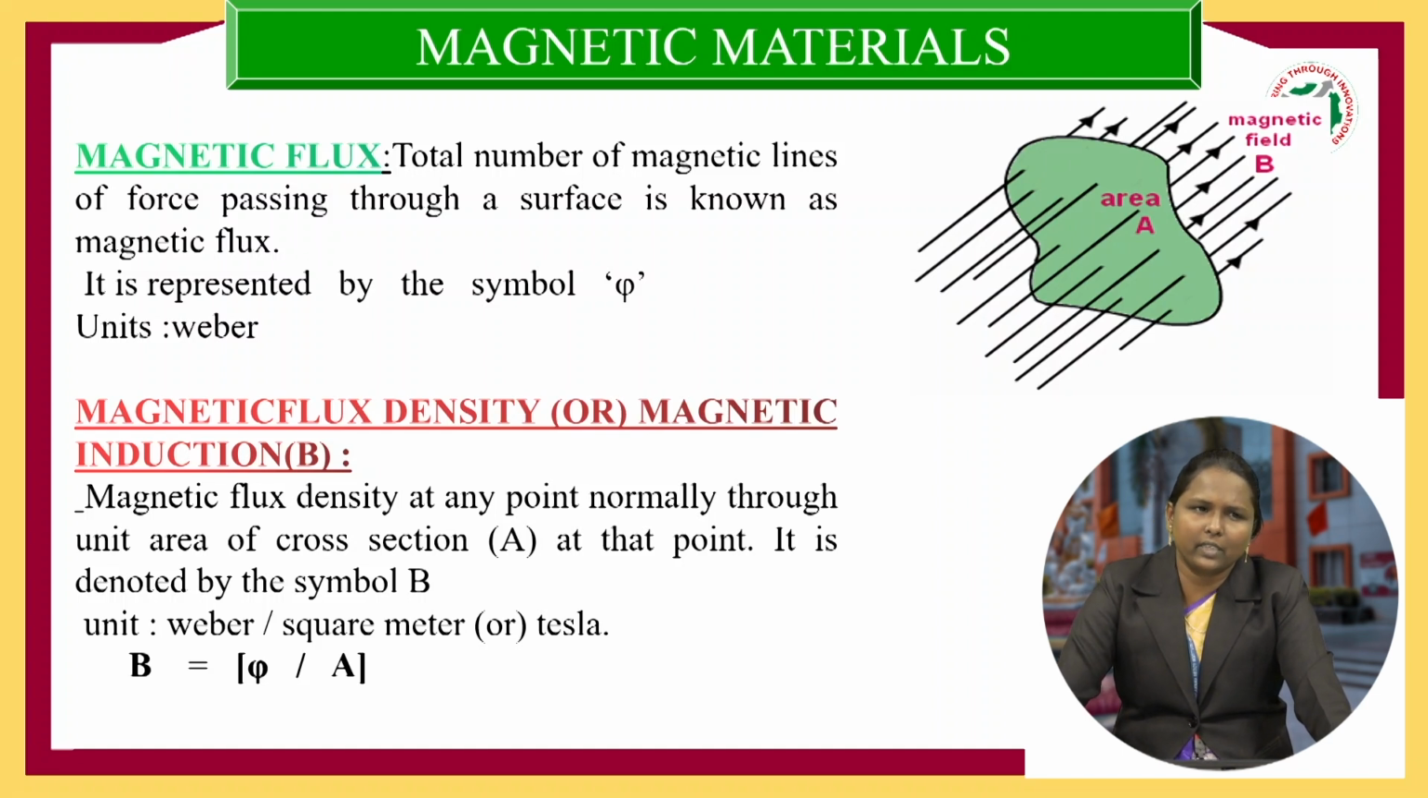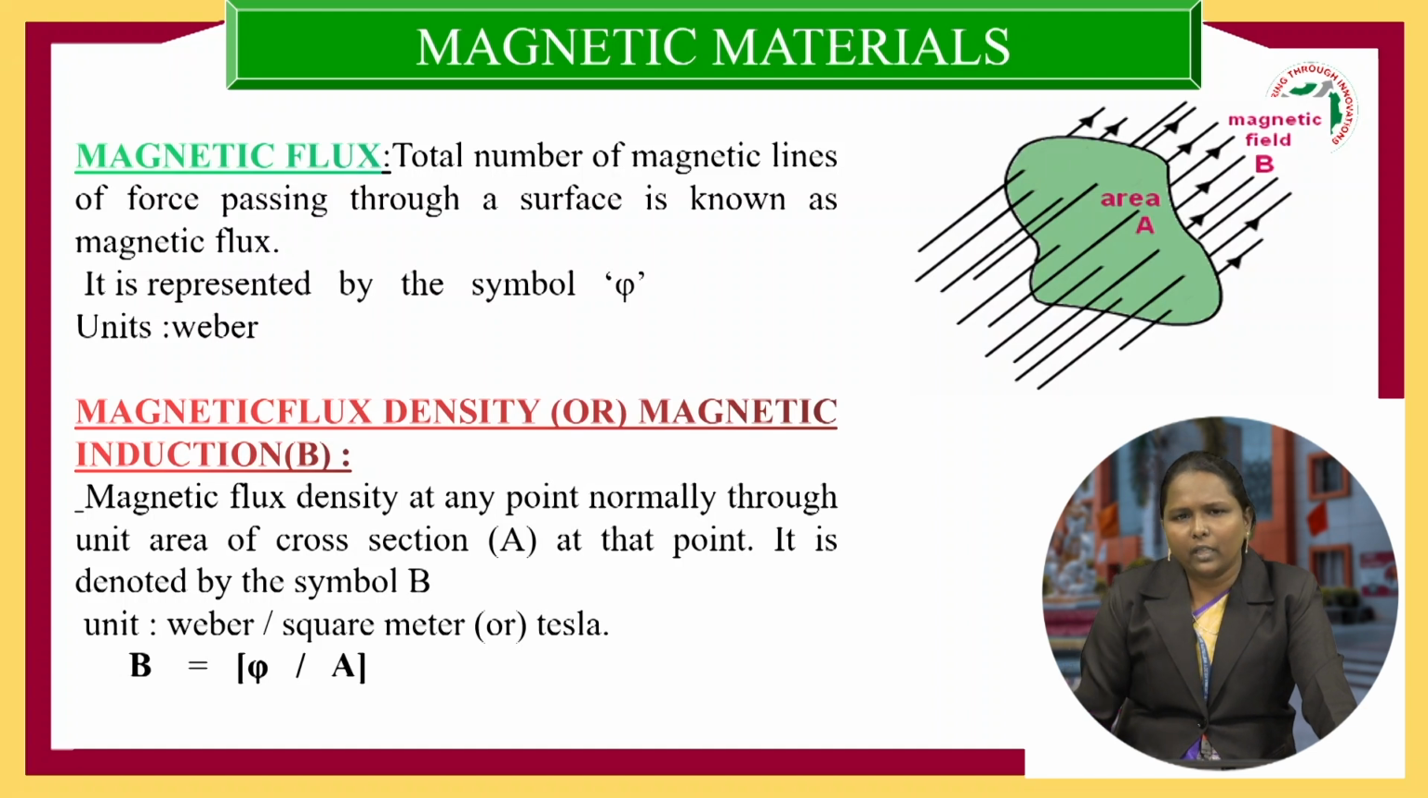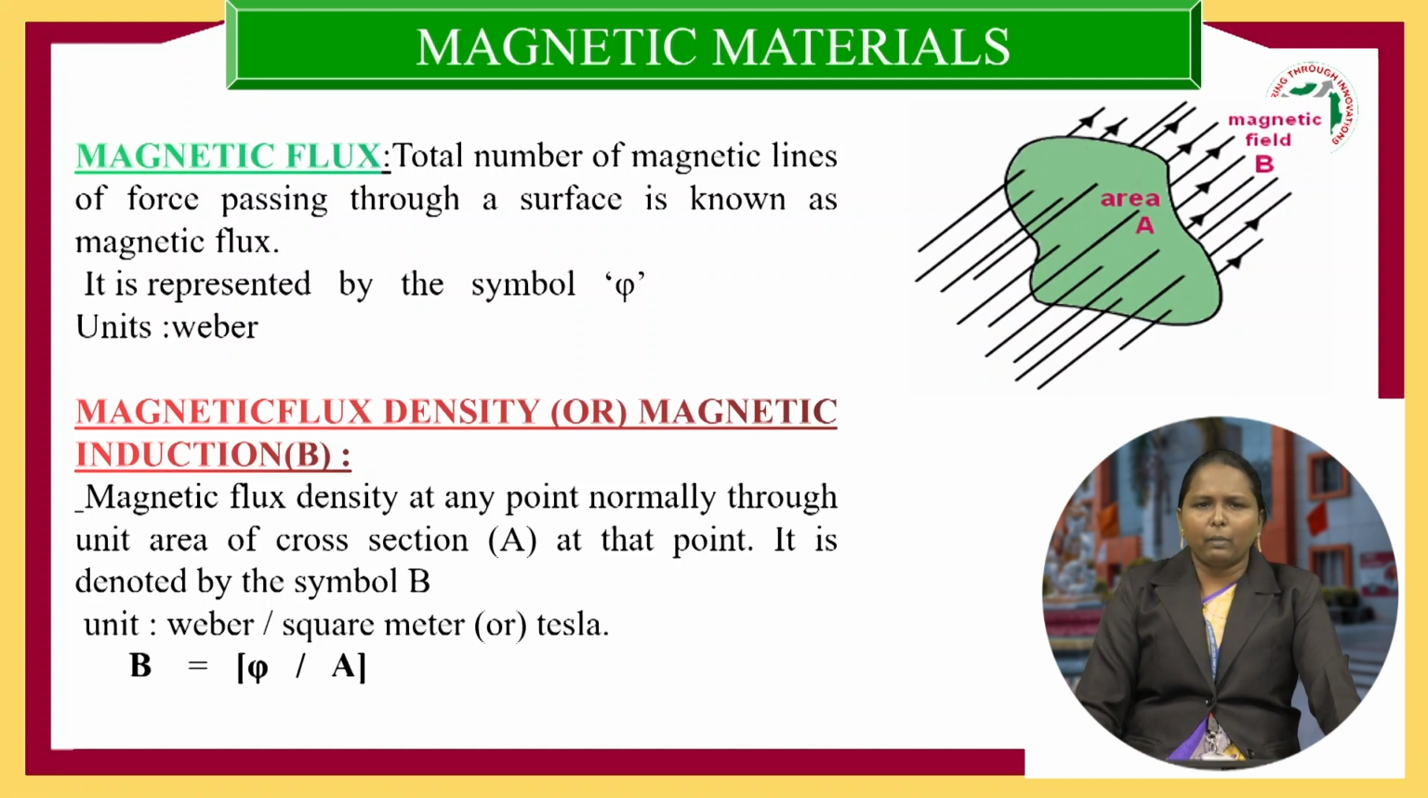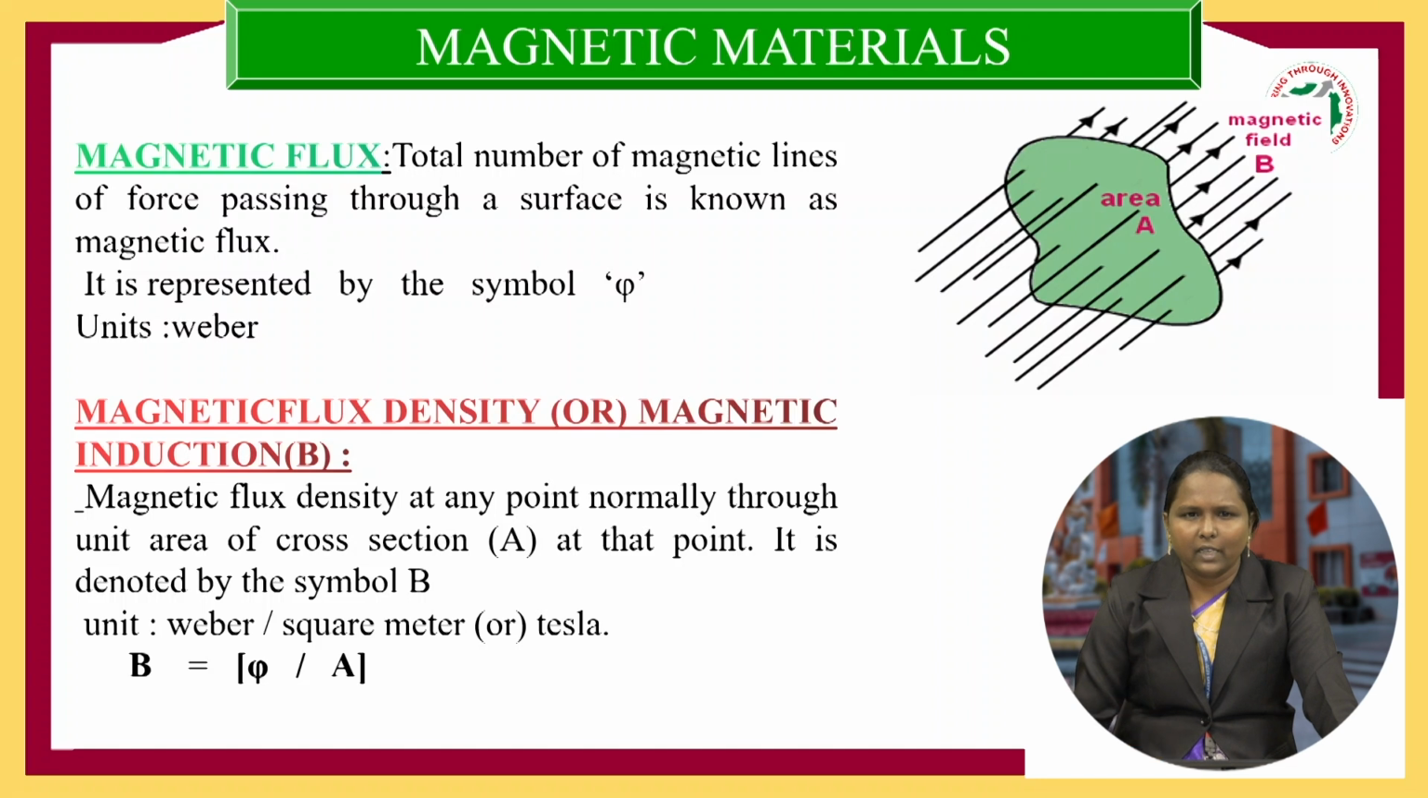The magnetic flux is, if you consider a particular area, how many lines are present in that area. That is called the magnetic flux density. Here we indicate the magnetic flux density with capital B. So capital B is proportional to the magnetic lines which are passing through the surface area, that is phi by A.